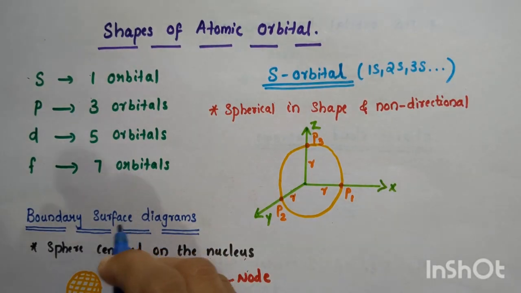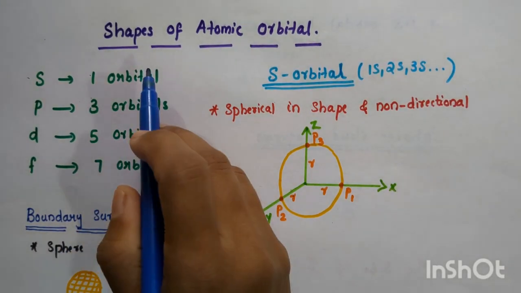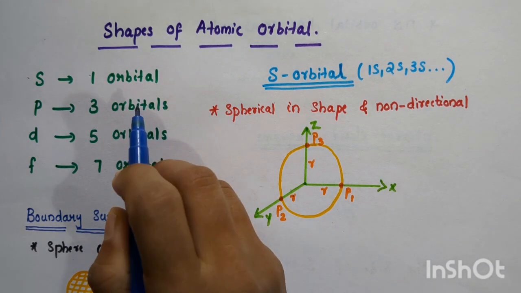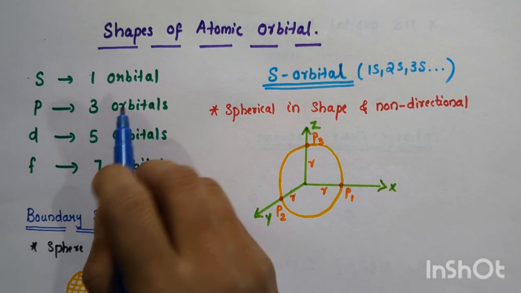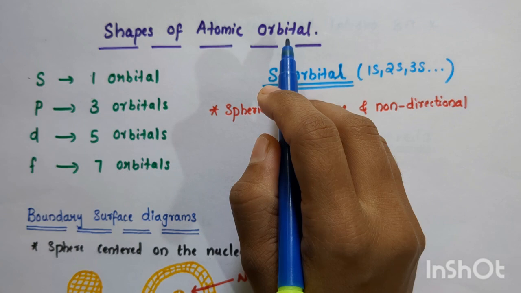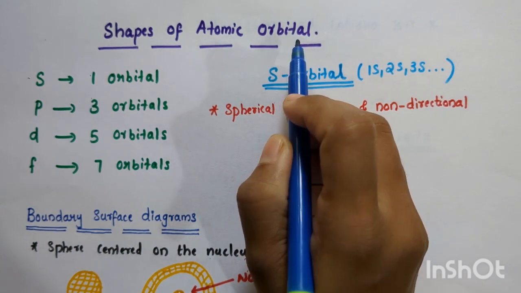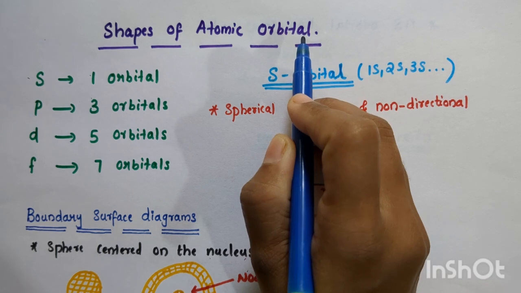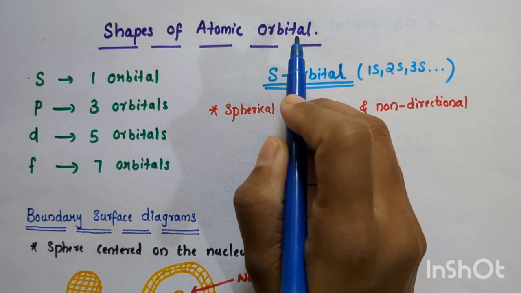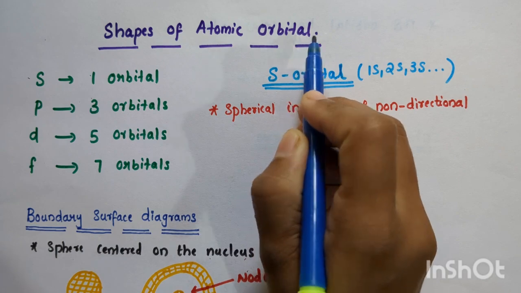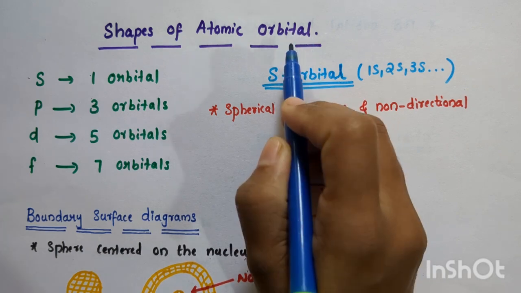Hello everyone. In this video, we are going to discuss the shapes of atomic orbitals from Chapter 2, Structure of Atom, Class 11 Chemistry. What is an orbital? An orbital is the space around the nucleus in which the chance of an electron occurring is at its highest level. That is, it is the most probable area of finding the maximum density of electrons in an atom.